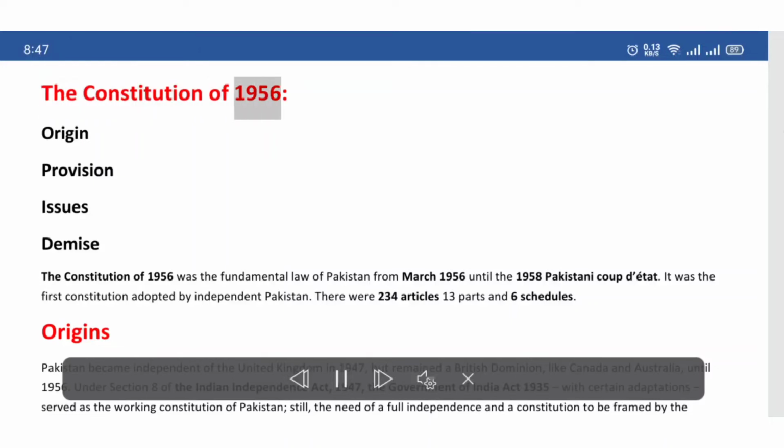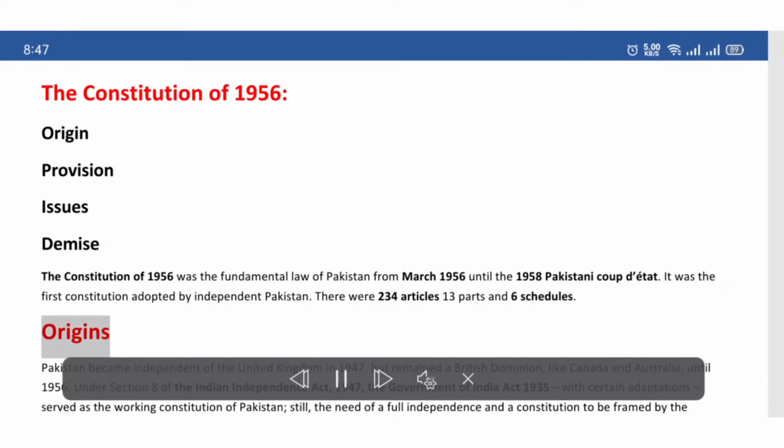The Constitution of 1956. Origin, Provisions, Issues, Demise. The Constitution of 1956 was the fundamental law of Pakistan from March 1956 until the 1958 Pakistani coup d'état. It was the first constitution adopted by independent Pakistan. There were 234 articles, 13 parts and 6 schedules.